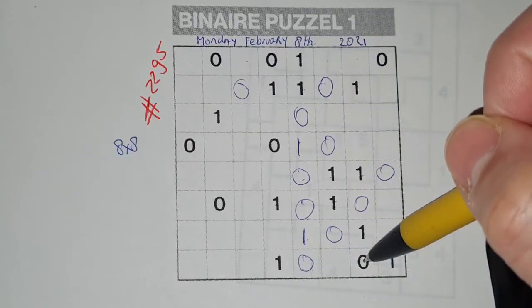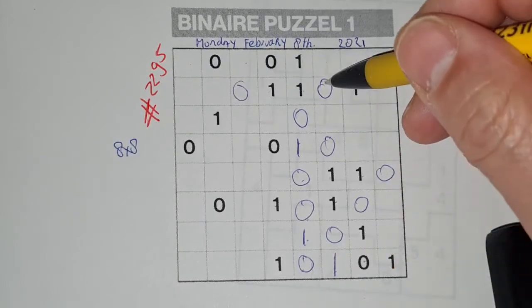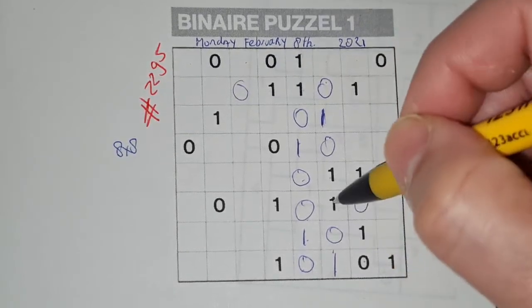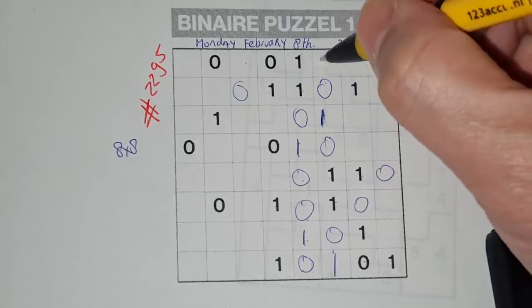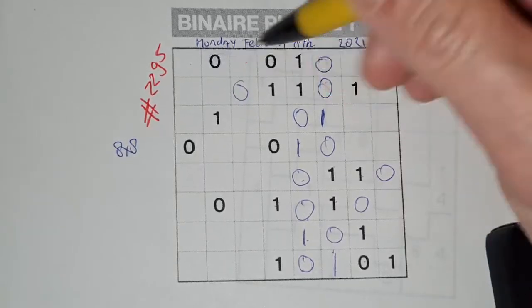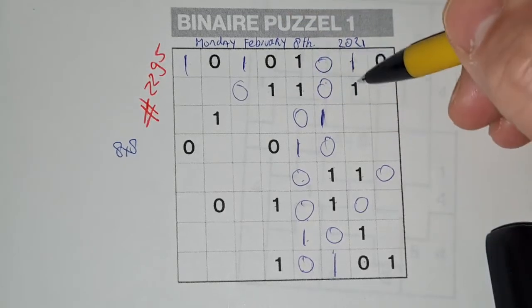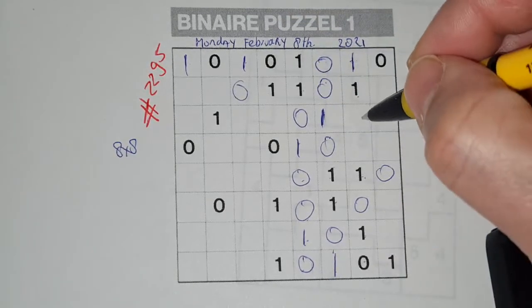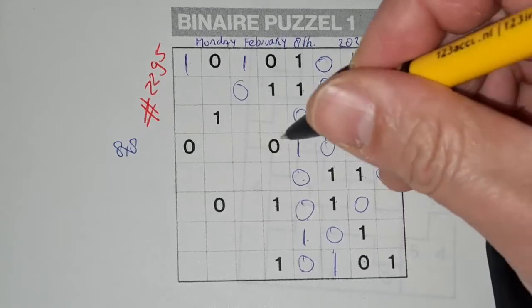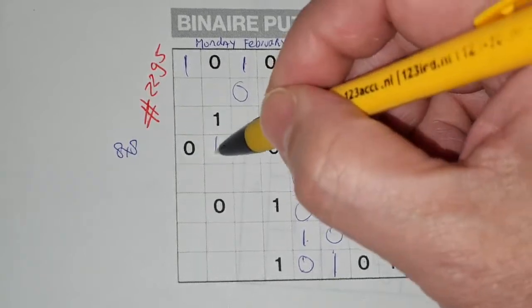Between two O's comes an 1. We have now 4 ones, so the rest are O's. We have here 4 O's, so the rest are ones. We have here 4 ones, so the rest are O's. We have here 4 O's, so the rest are ones.